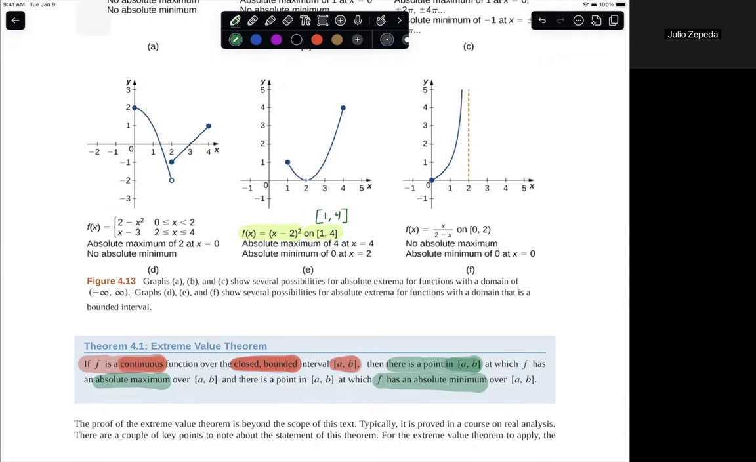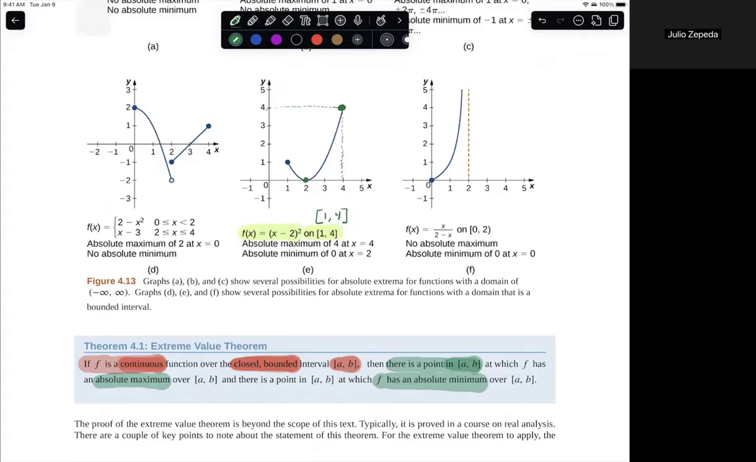If you take a look at the graph, the absolute minimum value is 0, occurring at x equals 2. And there's an absolute maximum of 4, occurring at x equals 4. Okay, so the absolute extreme value is the y value, and the location at which it occurs can be stated as well. That's an x value.